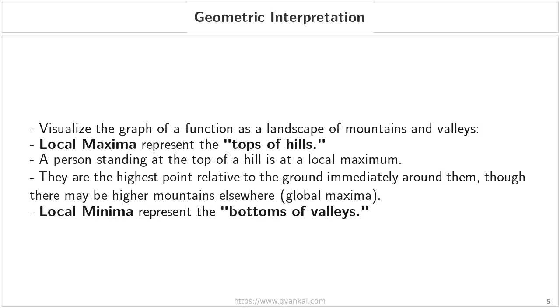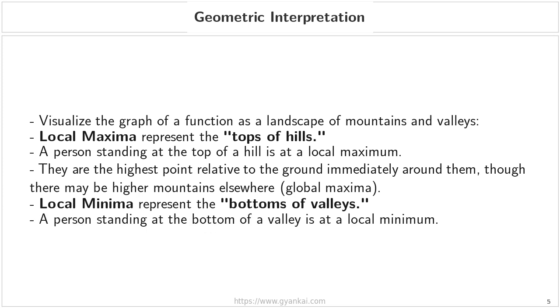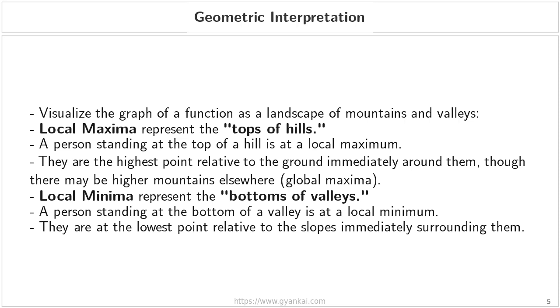Conversely, local minima can be visualized as the bottoms of valleys. If a person were to descend into a valley and stand at its lowest point, they would be at a local minimum. At this position, they are at the lowest point relative to the slopes immediately surrounding them. By using this landscape analogy, we can clearly distinguish between a point being the highest or lowest in its own small vicinity versus being the highest or lowest over the entire domain. This distinction will be very important as we move into our real-world example in the next slide.